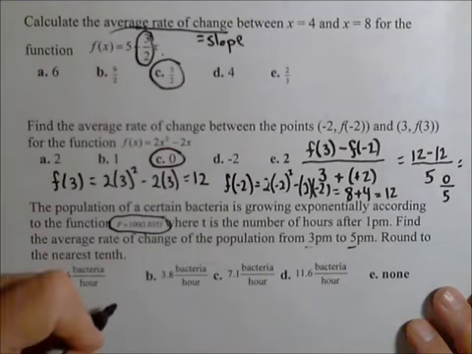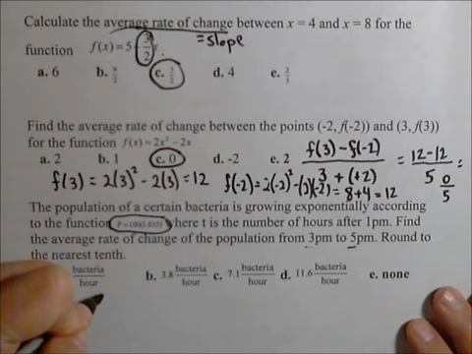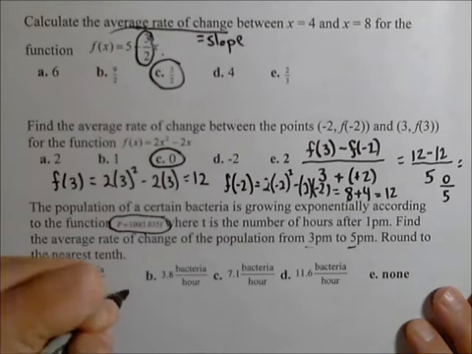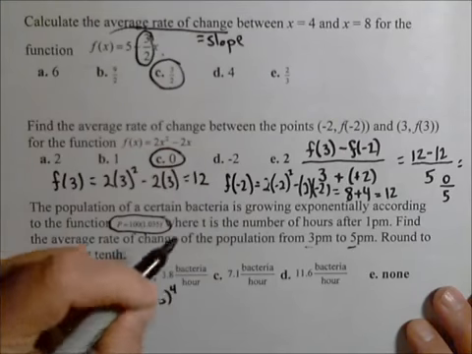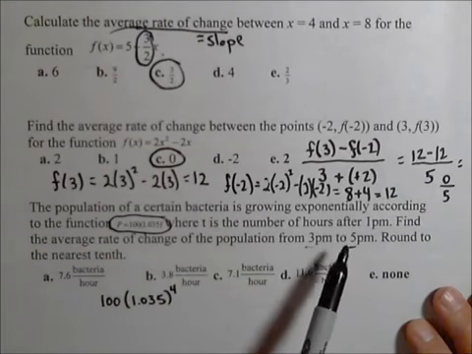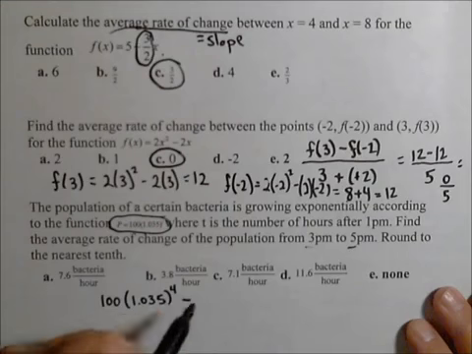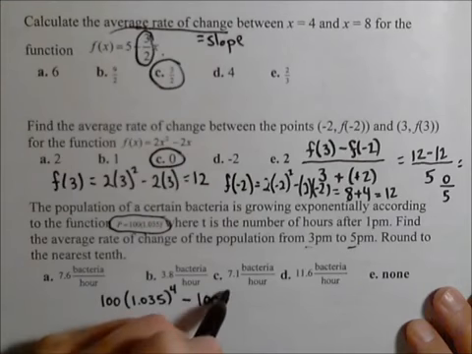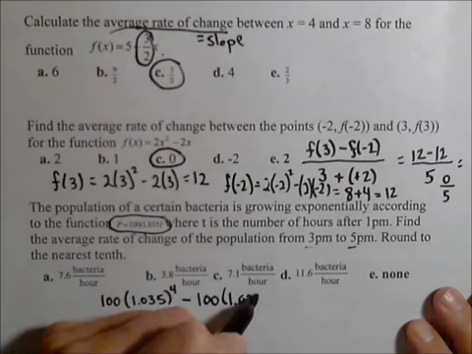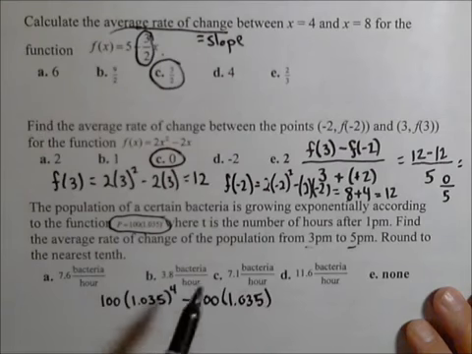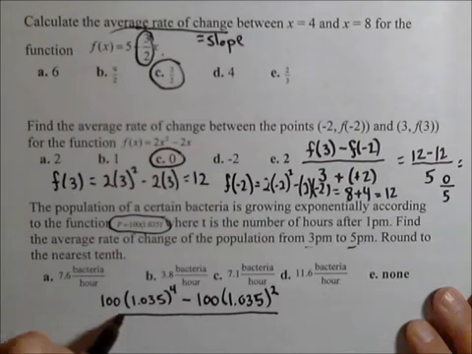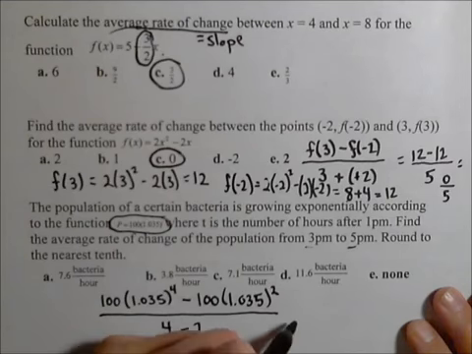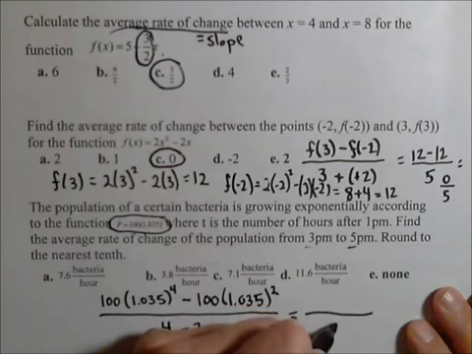So for our change in output, our output at 5 p.m. is going to be 100 times 1.035 to the 4th, because t is the number of hours after 1 p.m., minus 100 times 1.035, and now the number of hours after 1 p.m. that 3 is 2. So our inputs are 4 and 2, so our change in input is 4 minus 2. So we already know our answer is going to be over 2.